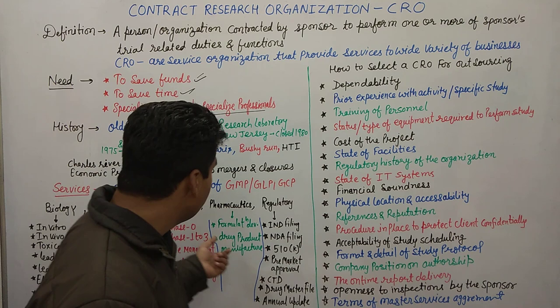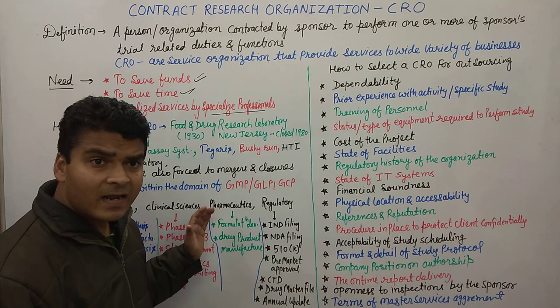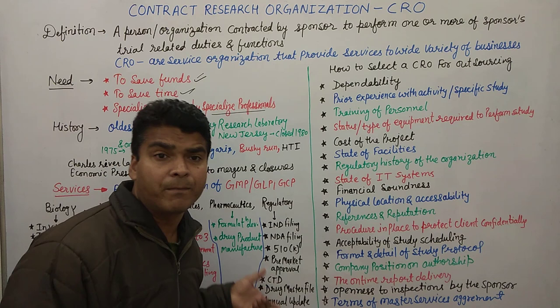So formulation development, and after formulation development we are doing the drug product manufacturing. So these services are under the pharmaceutical. Then further regulatory. So regulatory aspect is one of the very important parts. Now what we are doing in the regulatory?